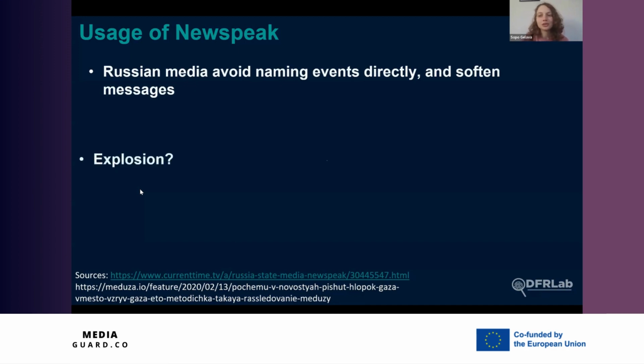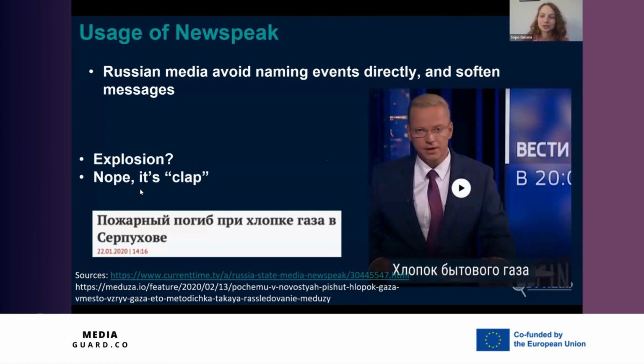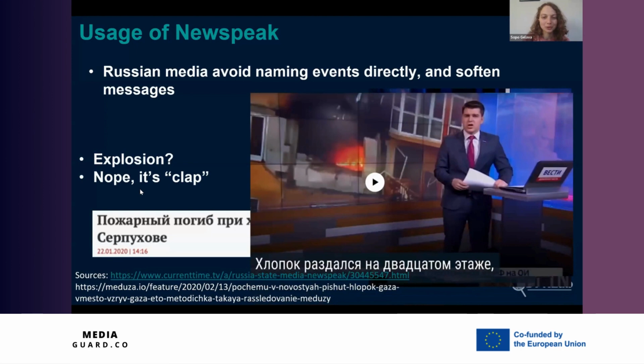For example, if there was an explosion, they won't say that this was an explosion. The alternative word for that is clap. So there was an explosion in one of the cities, and Russian media outlets use this term, that this was a clap and it was not an explosion.